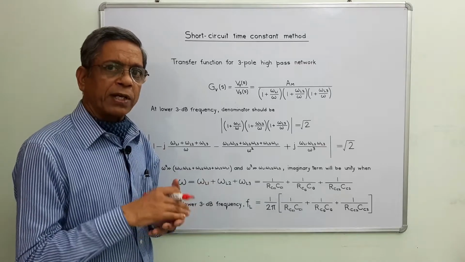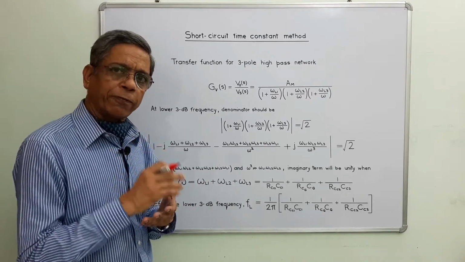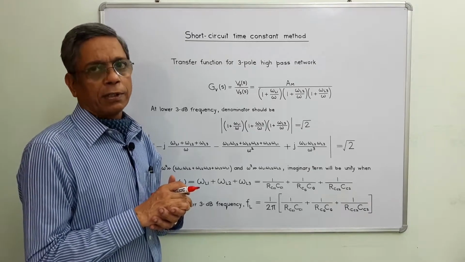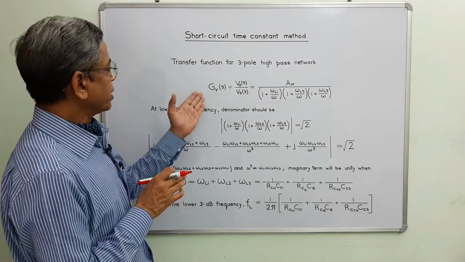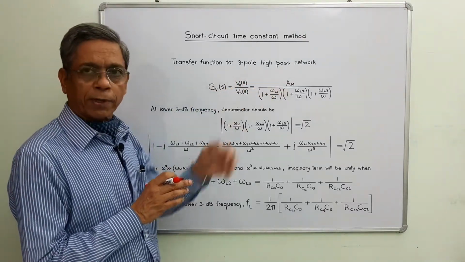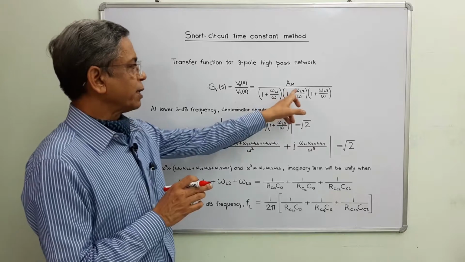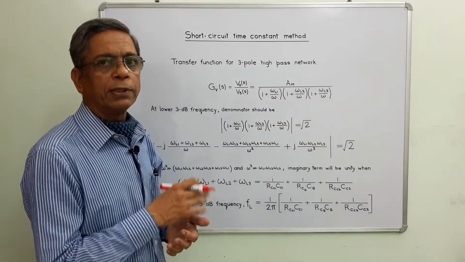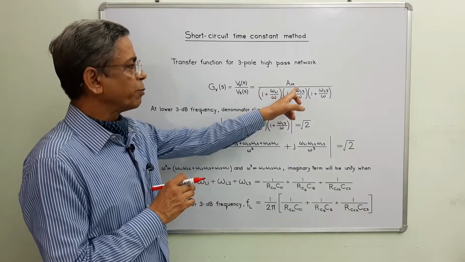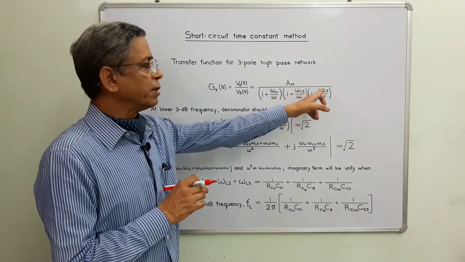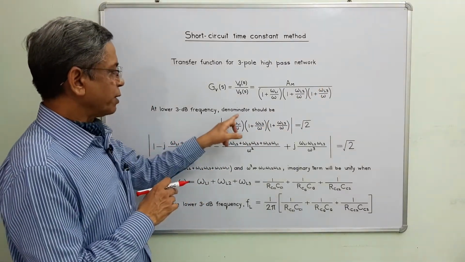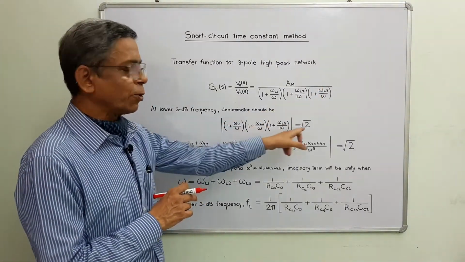Let us start writing the transfer function for the overall voltage gain of common gate amplifier having three pole frequencies. So this is the expression for transfer function of a 3 pole high pass network, and these are 3 pole frequencies corresponding to these three capacitors. This one is for coupling capacitor CC1, this is for bypass capacitor CG, and this is for coupling capacitor CC2. And at lower 3 dB frequency the denominator should be equal to root 2.